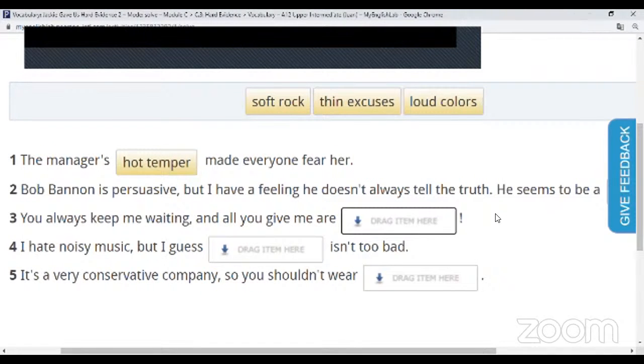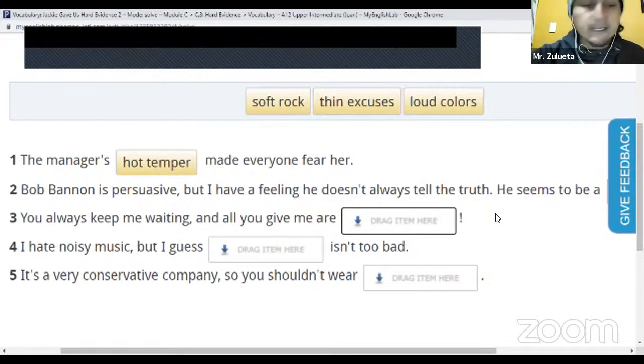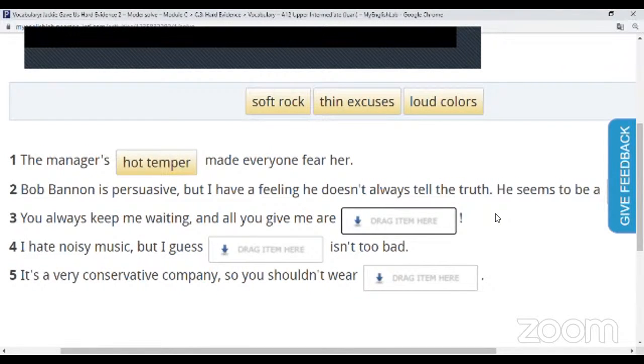Now let's go with number 3. Dolly, can you help me with number 3? Take your time, try to read it first, obtain context information, and then choose the correct answer. Andres, you will have number 4, okay? You always keep me waiting, and all you give me are 10 excuses.